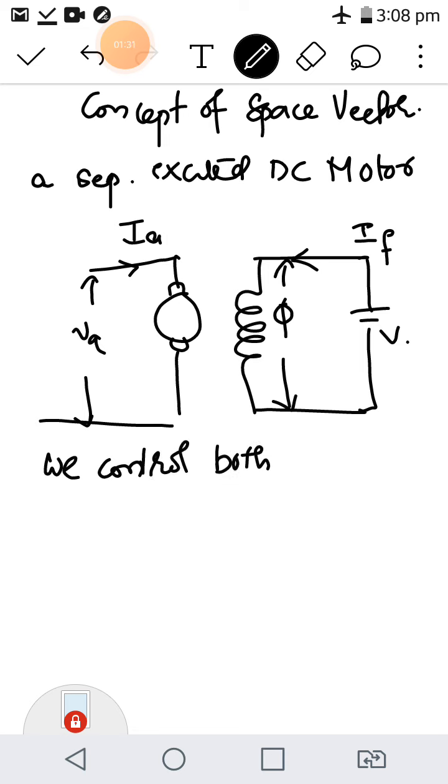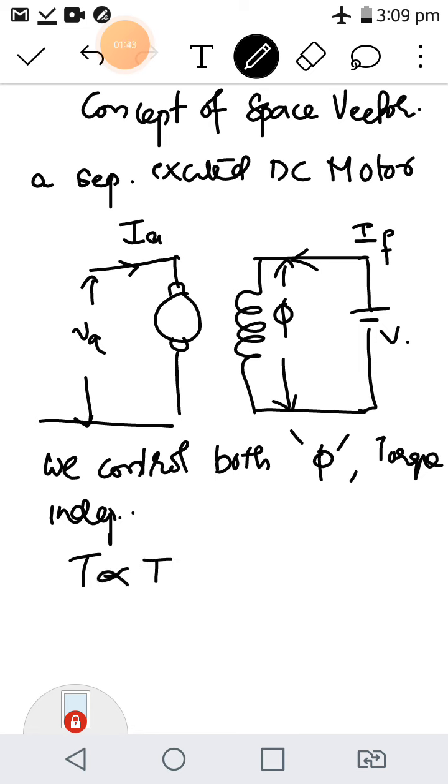The biggest advantage of this separately excited DC motor is that we can control both flux and torque independently, because torque is proportional to IA and flux is proportional to IF. Since both are fed from separate DC voltage sources and the angle between IF and IA is 90 degrees, we can easily control the torque and flux separately in a separately excited DC machine.